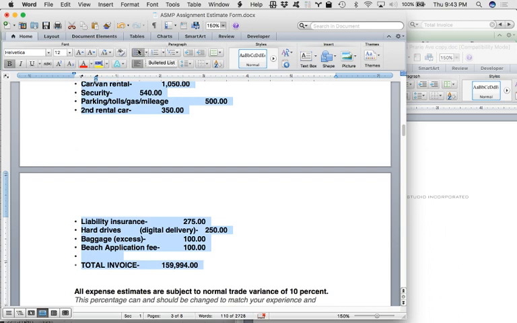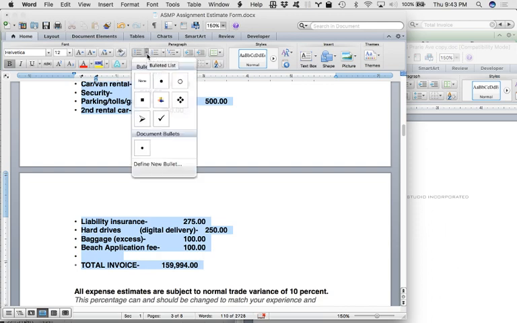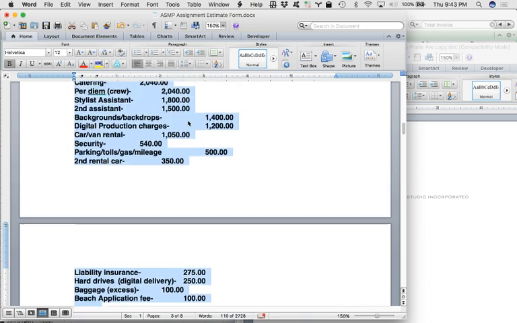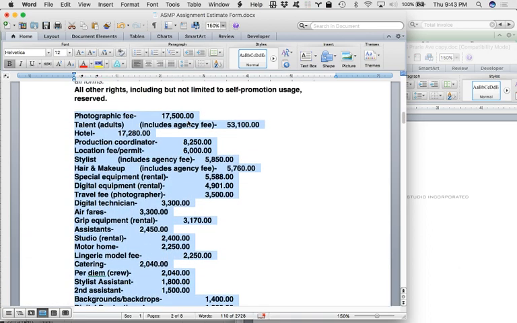To get rid of them up here, does your screen of Word look like mine? Do you have the formatting right here? Yeah, your Word is probably the same. It's that little three-dot drop-down guy. First, you need to select all the numbers and the letters with it, and then come up to this little three-dot drop-down right here and go to none, and that will get rid of those little dots.